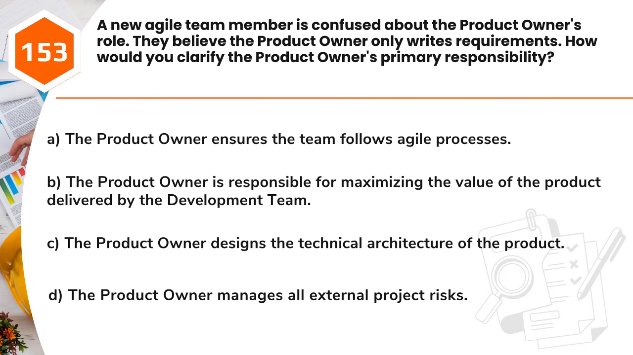Question 153. A new Agile team member is confused about the product owner's role. They believe the product owner only writes requirements. How would you clarify the product owner's primary responsibility? A. The product owner ensures the team follows Agile processes. B. The product owner is responsible for maximizing the value of the product delivered by the development team.